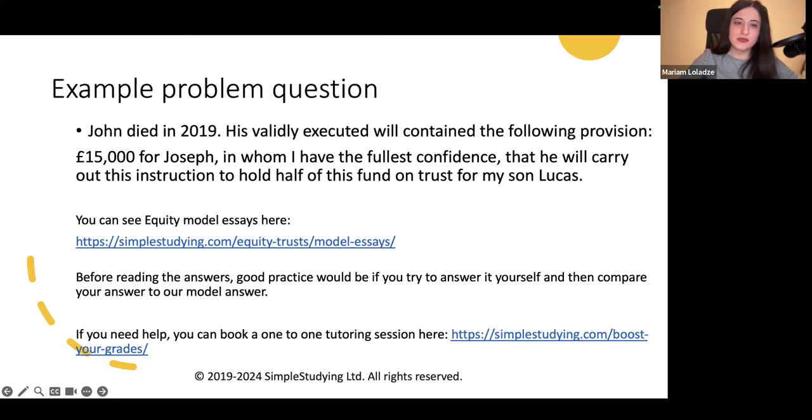You can see equity model essay. We have a model essay on this problem question that you can see on our platform. You go to equity and trust model essays and it's there. But before reading the answer, the best practice would be if you try to answer the question yourself and then compare your answer to our answer.